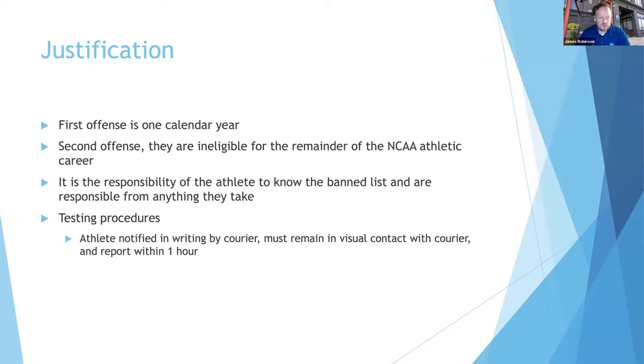For testing procedures for the NCAA, athletes are notified in writing by a courier, and they must remain in visual contact with the courier and report for testing within 1 hour. They get to choose the sample, which will be sealed. Half the sample will be sent off to one lab, and half will be sent off to another lab. The A will be run. If A is positive, then the B will be run for confirmation. So that's the generalized testing procedure. Anyone have any questions about that?